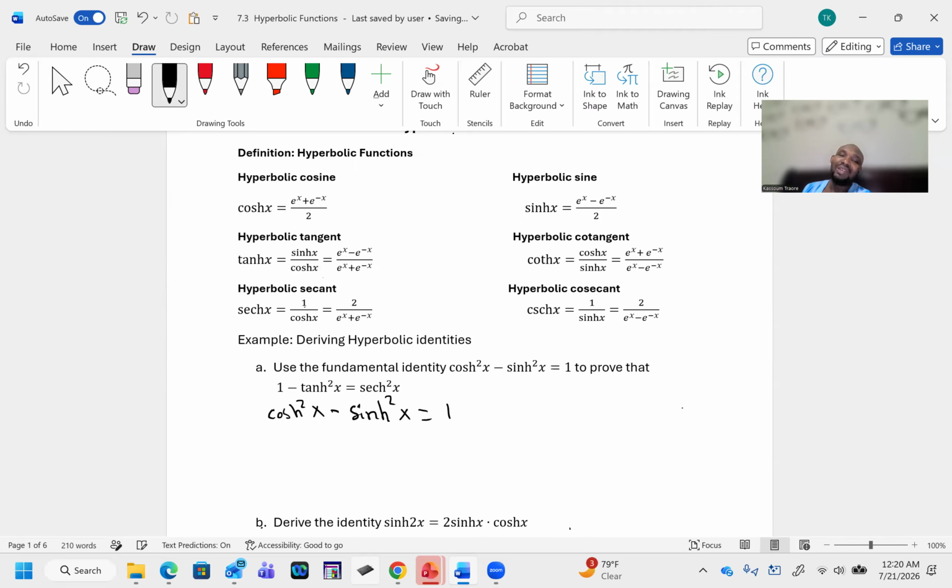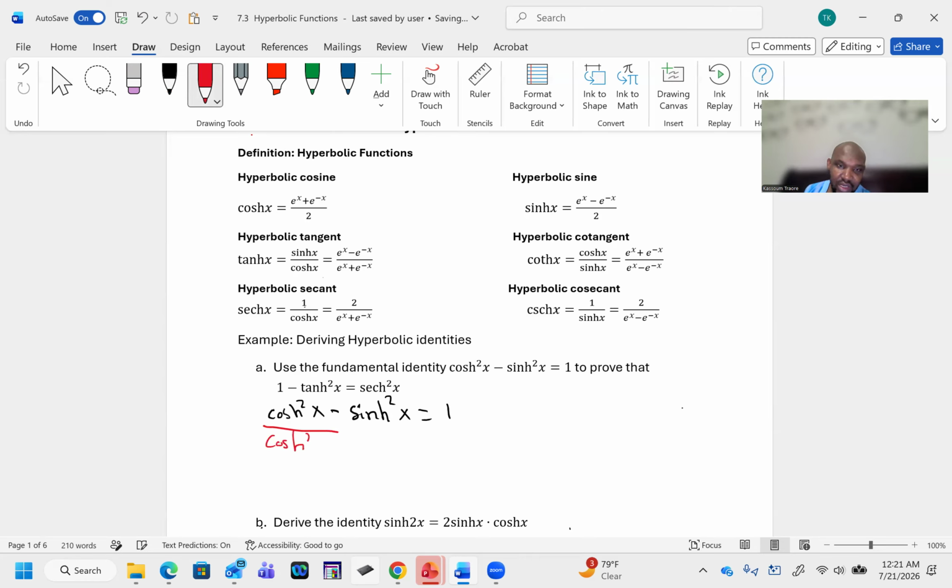So you have to think. You already have some identity right here. Just think about it. You already know hyperbolic sine divided by hyperbolic cosine would give you what? Hyperbolic tangent, right? So the good thing I can say is, what if I divide everything by hyperbolic cosine square?